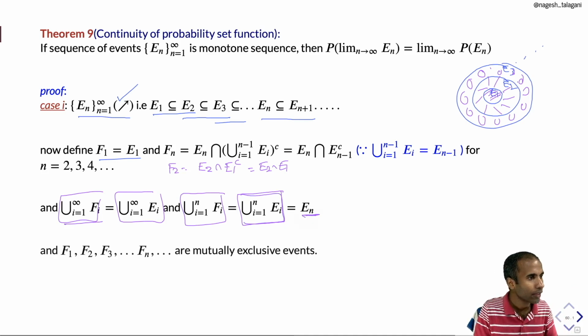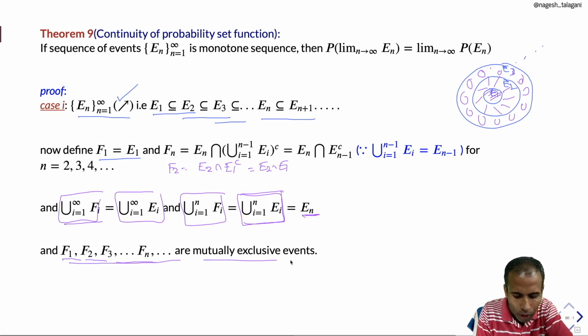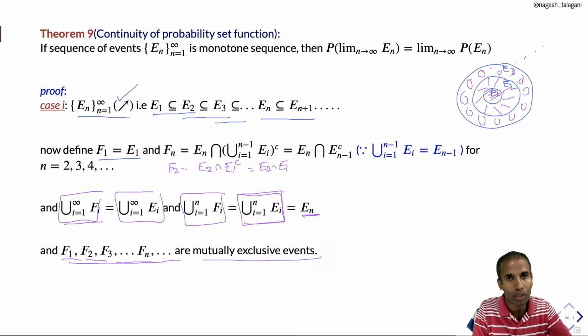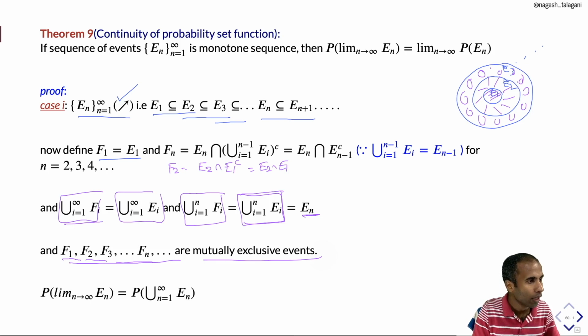Fine. Next. So here we can see that F1, F2, F3, and so on, this sequence of events is going to be mutually exclusive. We made sure that in the way we constructed the Fi's, we wanted them to be mutually exclusive events. That's why F1, F2, and so on are mutually exclusive events.